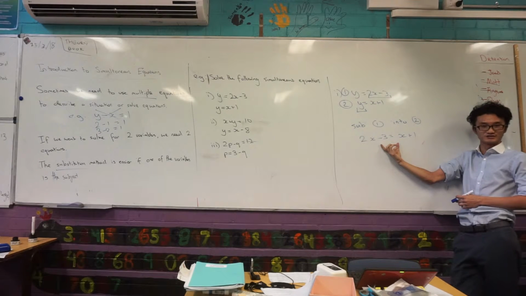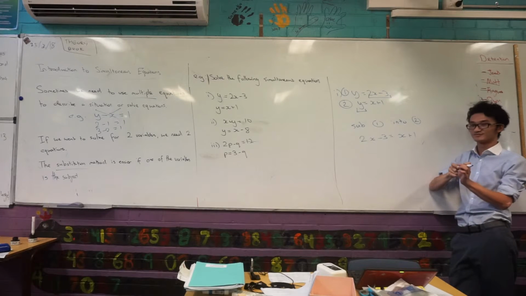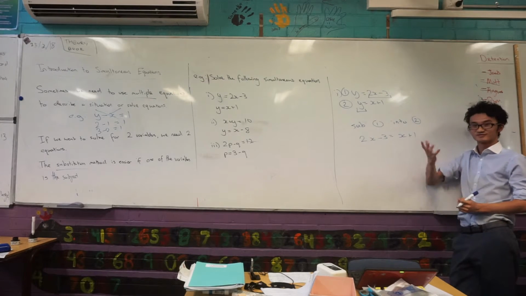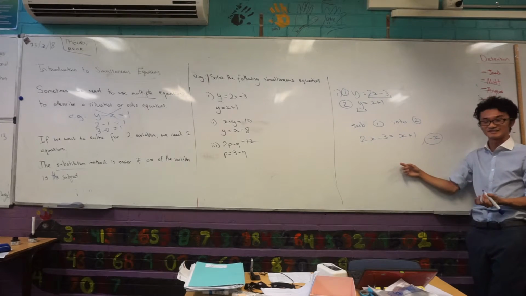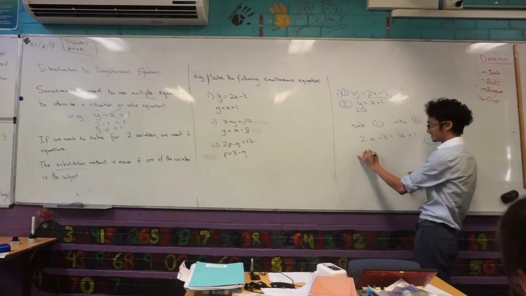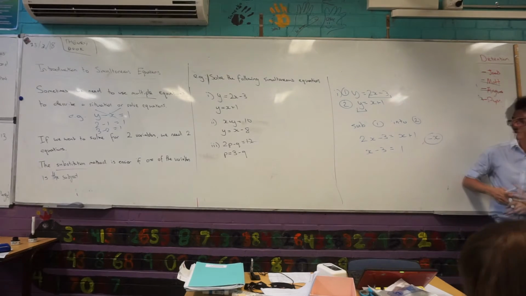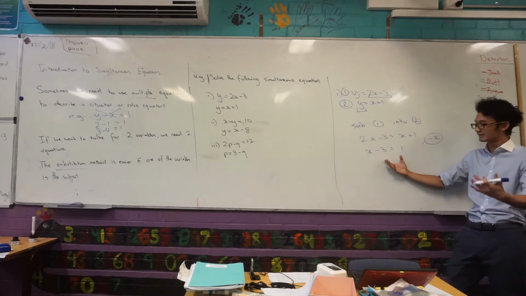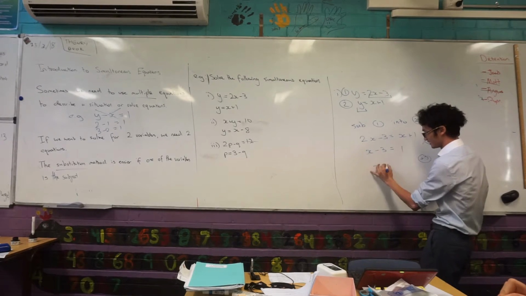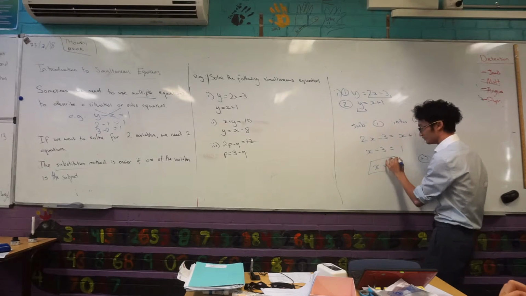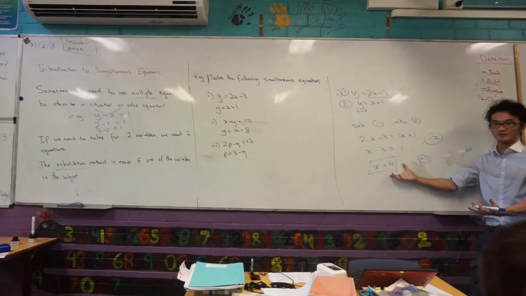What's one thing I could do to get x by itself here? Just minus x. Let's minus x from both sides. I would get just x over here, and then this x would go away. I'll get left with 2x minus x minus 3 equals 1. What's the goal? I want to get x by itself. So the last thing I could do is just add 3 to both sides. I'll get x is equal to 4. That's how I can find what that x variable is.